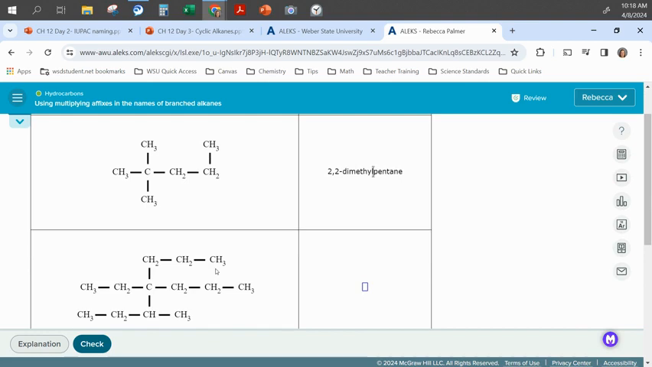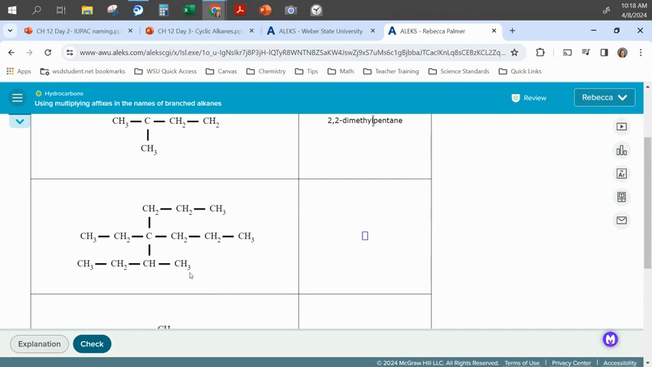Okay, next one. Oh, a long one. Let's see. Let me count through this middle. This looks pretty long. Let me see if I can get a long carbon chain this way. So I'm going to count. Let's count this way first.